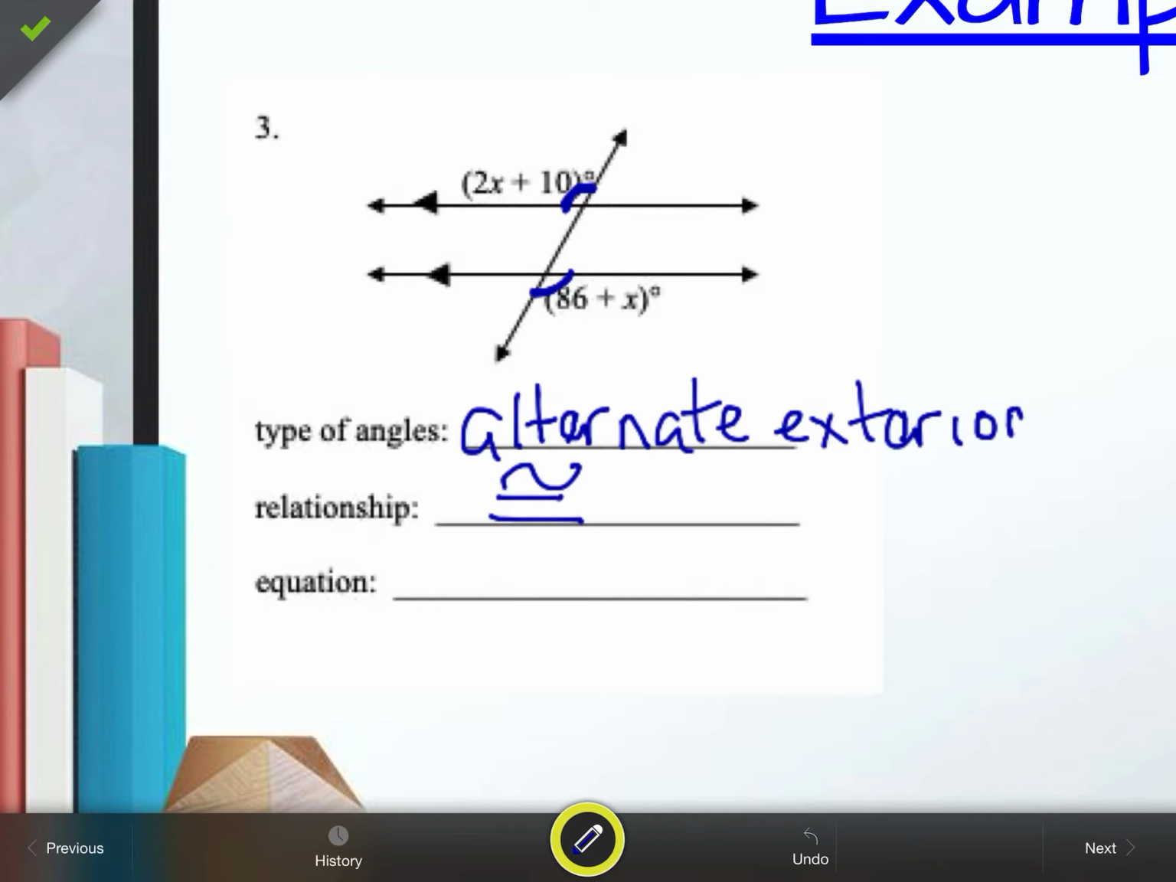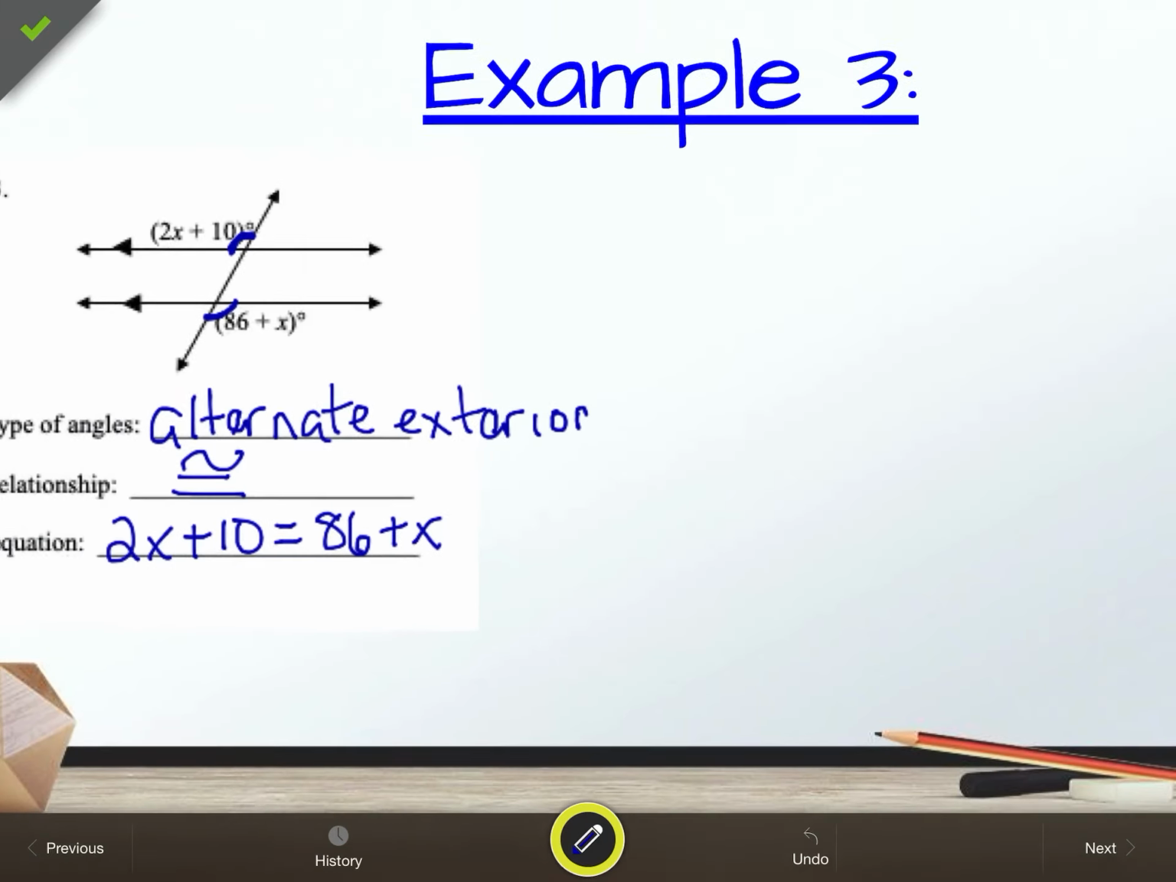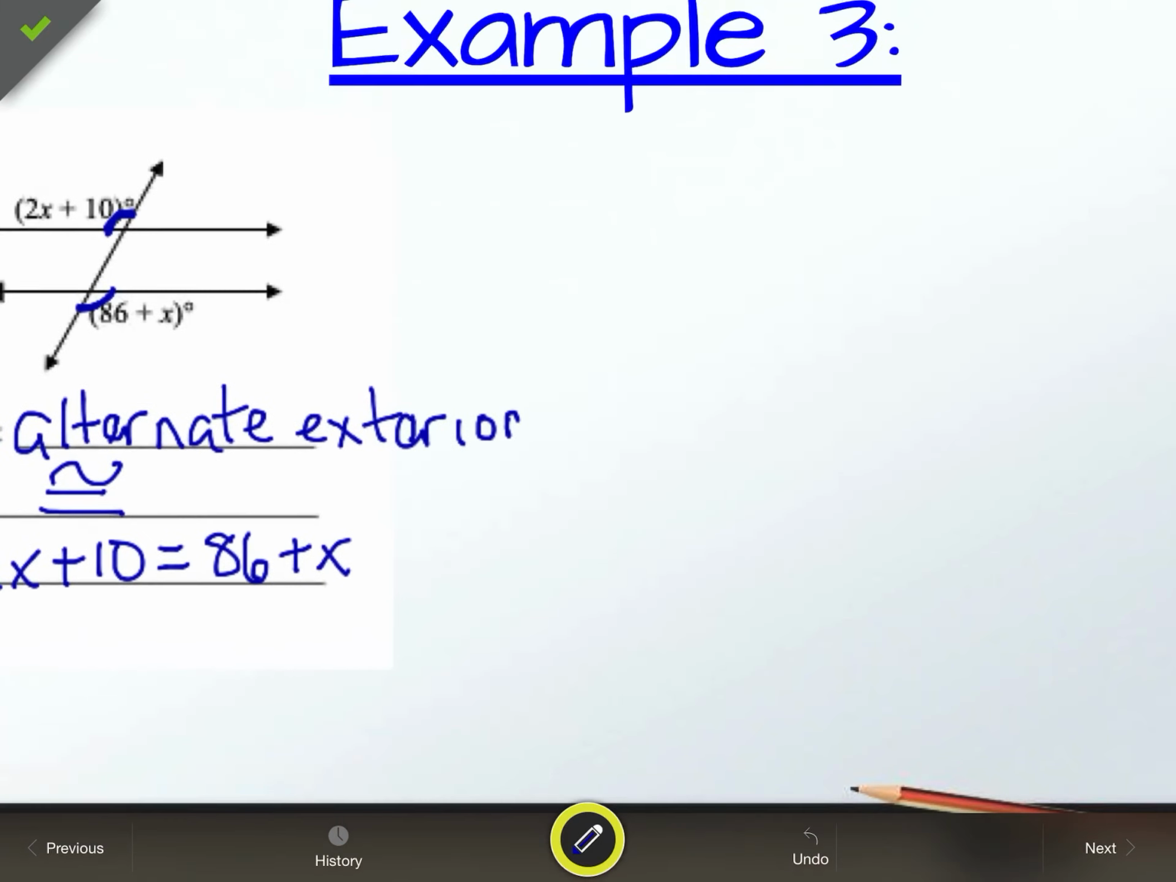If they are congruent, then I know that they have the same measure, so I'm going to set them equal. So what equation did we write? 2x plus 10 equals 86 plus x. Good. Now, could I have written 86 plus x equals 2x plus 10? Absolutely. Just depends on how you set it up. Either way works. Again, now do the algebra.